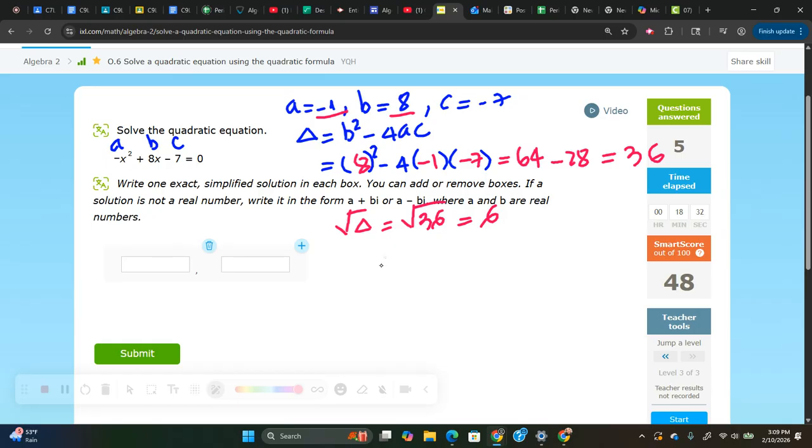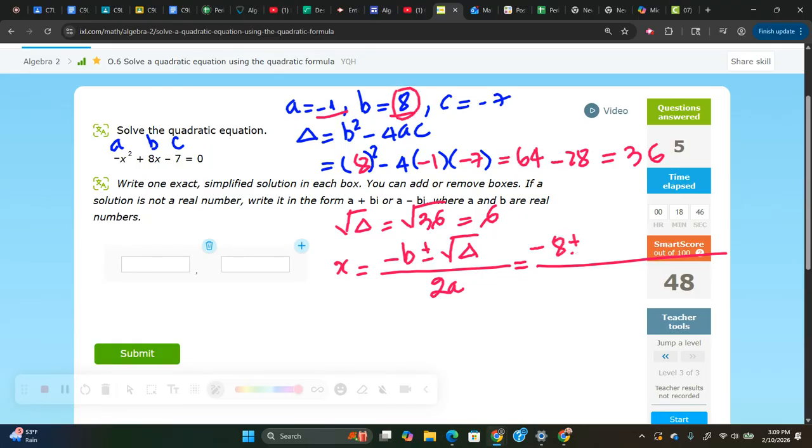Okay, so let's substitute in the formula. Subtract b plus minus square root of delta over 2a. Let's do this over here. Subtract b. B is number 8, so subtract 8 plus minus square root of delta. That is number 6, so I put in number 6. And then 2a. A happened to be negative 1.